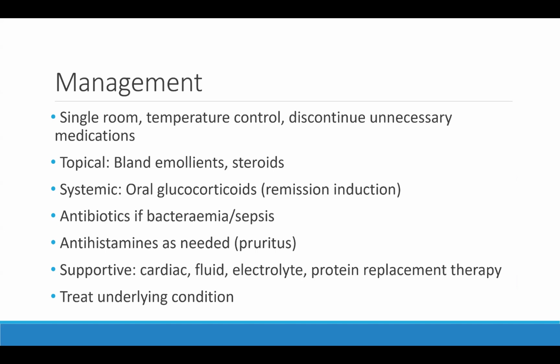Next, systemic. You may require oral glucocorticoids, and this generally is to induce remission of the condition. Antibiotics may be needed if the patient is bacteremic or septic. Antihistamines may be needed for pruritus. Supportive care is extremely important. You need to think about the cardiac, fluid, and electrolyte status, as well as replace protein. And always treat the underlying condition when you can identify it.